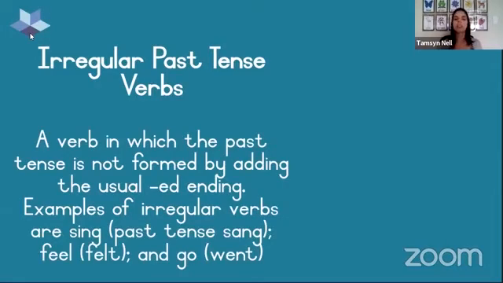Irregular past tense verbs. And again, we can read this together with me and improve your reading. So it's a verb in which the past tense is not formed by adding the usual ed ending. Examples of irregular verbs are sing, and the past tense would then be sang. Feel would then be felt, and go would then be went.